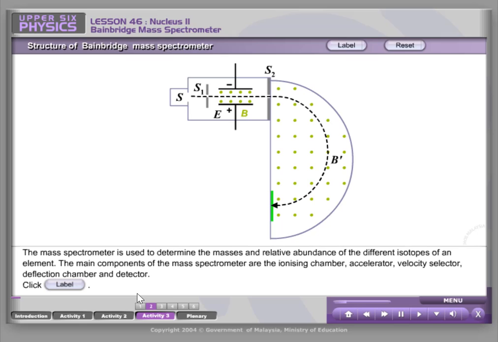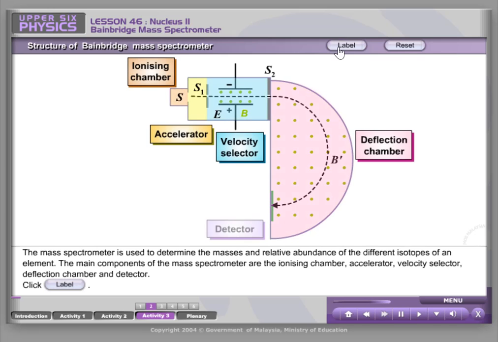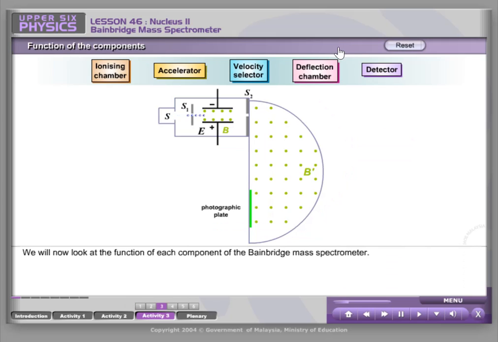The mass spectrometer is used to determine the masses and relative abundance of the different isotopes of an element. The main components of the mass spectrometer are the ionizing chamber, accelerator, velocity selector, deflection chamber, and detector. Click the Label button. We will now look at the function of each component of the Bainbridge mass spectrometer.